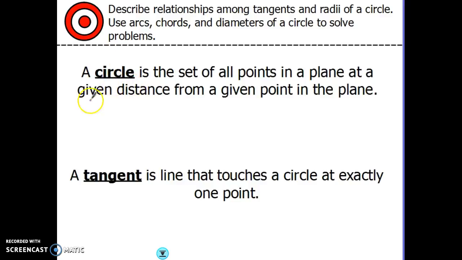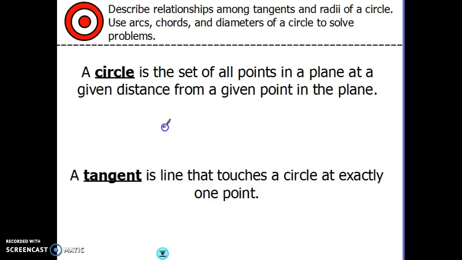All right. So first of all, you need some definitions. So first, for a circle, a lot of people, if you ask them what is a circle, would say, well, it's round, it doesn't have any corners, and things like that. And all of this is true. But the best definition of a circle is actually this. A circle is the set of all points in a plane at a given distance from a given point in the plane.